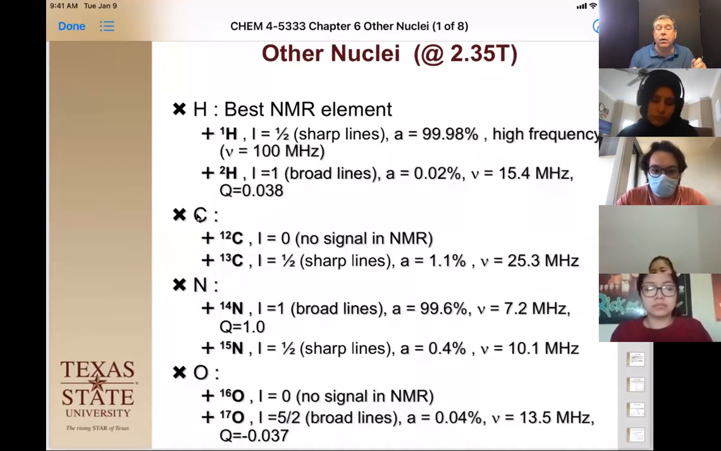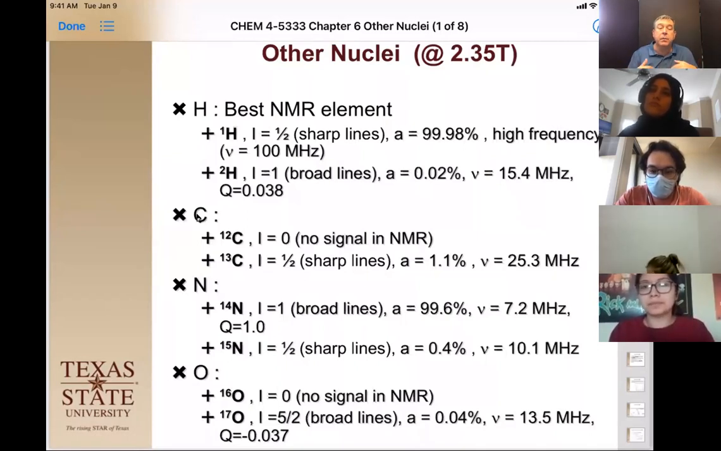But it has a quadrupole of one, which means no matter how much you try to play with the frequency bandwidth, you're going to end up with broad strokes, broad peaks. But it is the most common isotope. Okay, so it is technically useful because it has more than a zero spin, but it has a quadrupole moment, and that quadrupole moment makes it difficult to use. And I'll show you some examples of what we mean by having a quadrupole and not.